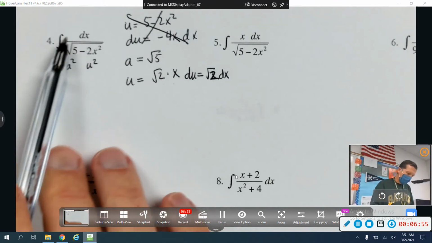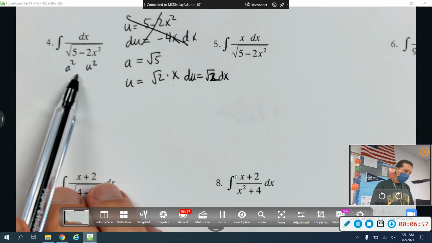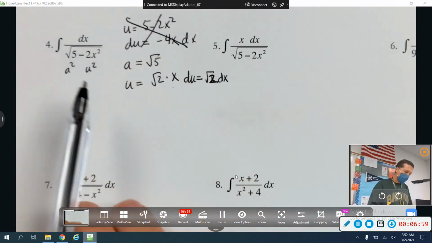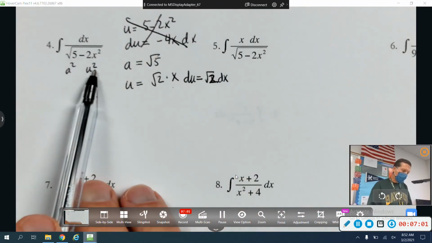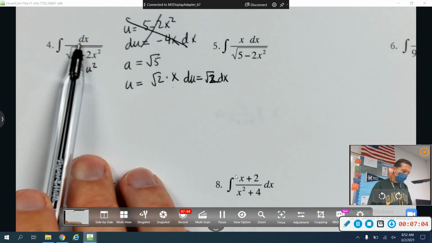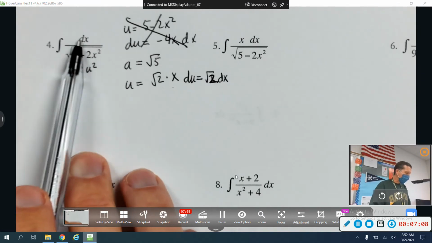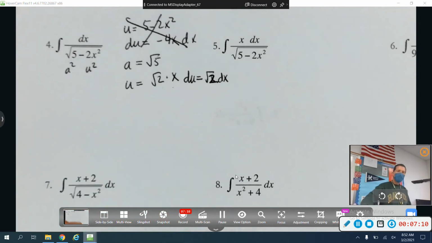So let's see, how are we looking here? I'm trying to match this up to the box up top. I've got a squared and u squared. I need the top to be du. So we're used to this. The top needs an extra. What's the top need so that it matches, so that it's du?